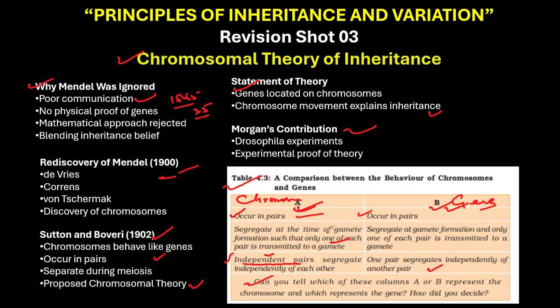So this was all about the chromosomal theory of inheritance and its related works. I hope you understood this topic. If not, then watch the video 2-3 times. You'll be able to understand it. Thank you.